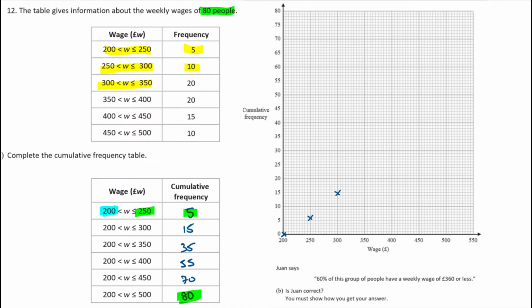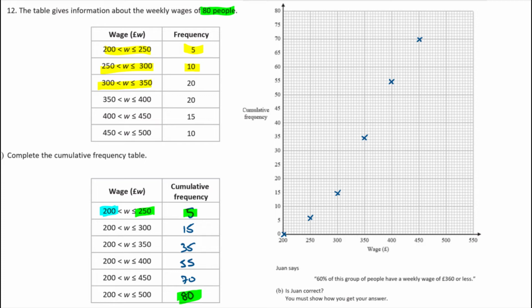Then at 350, I'm going to be plotting 35. So there. And then 400 is going to be 55. There. And 70 at 450. And finally 80 at 500.